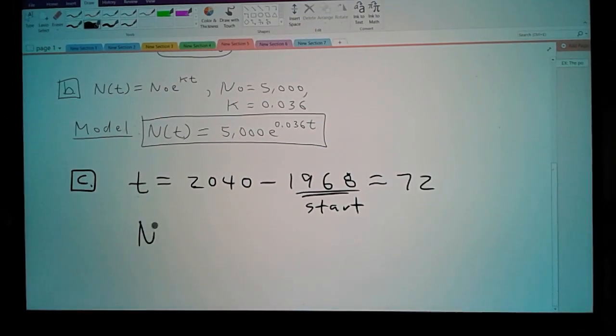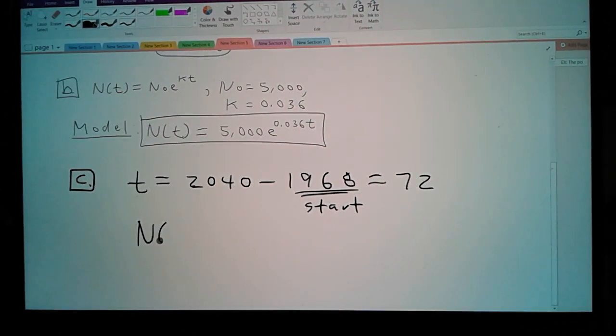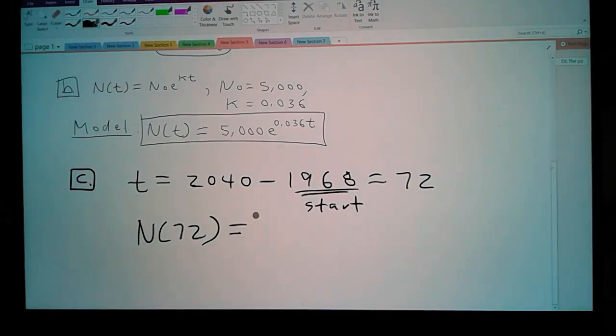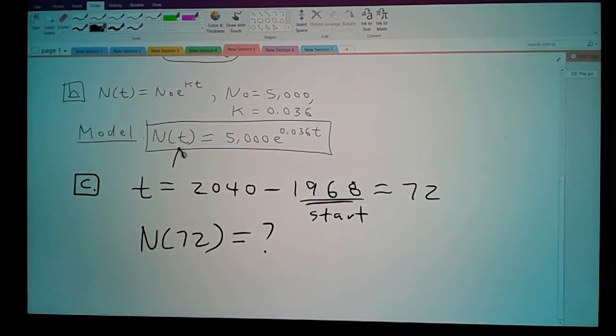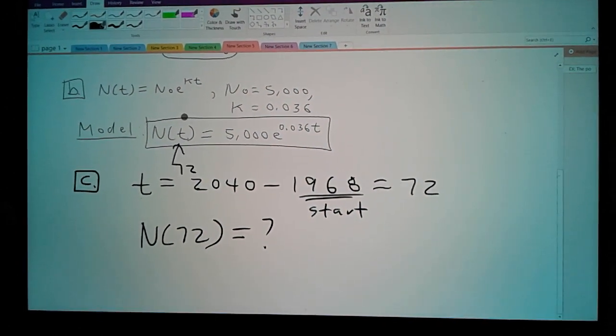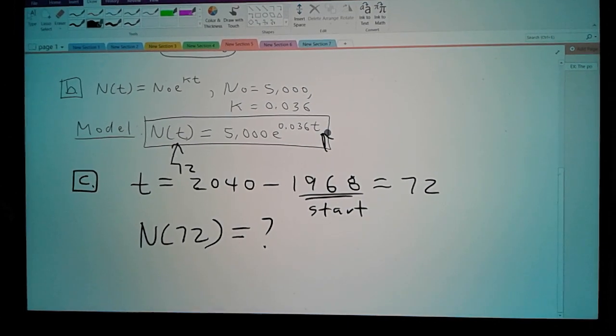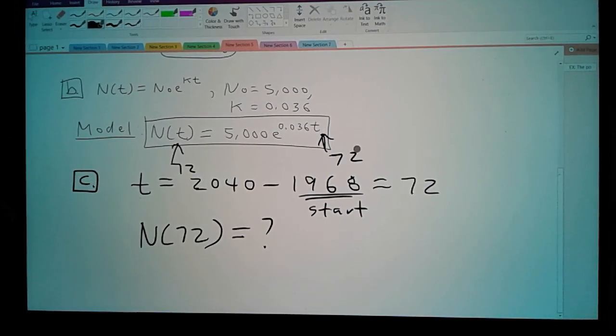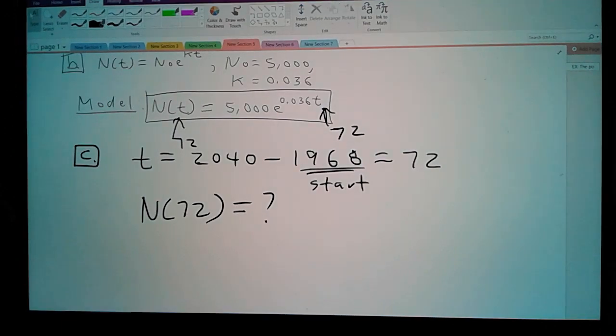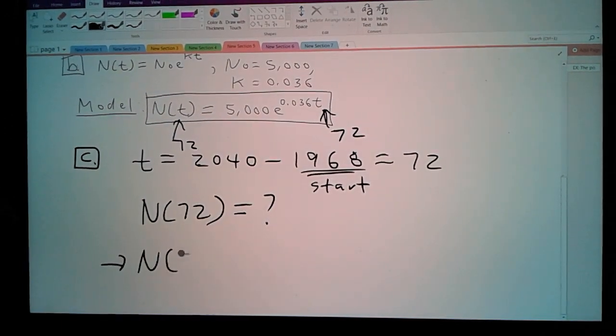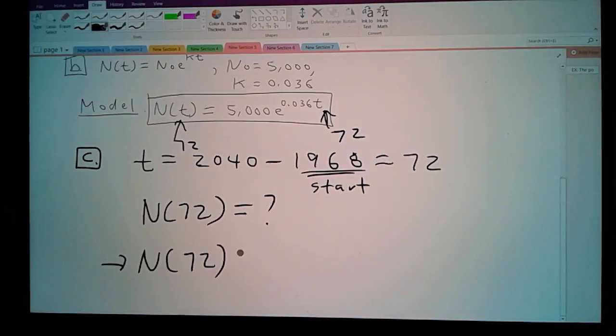Okay, so I'm asking how many people. So I'm looking for n of 72. That's my question mark. I don't know. So I need to put in 72 into that equation. And also here too. Wherever I see a t, it has to get plugged in. That'll tell you the number of people.